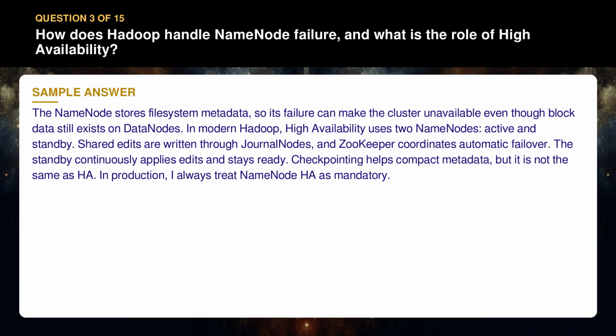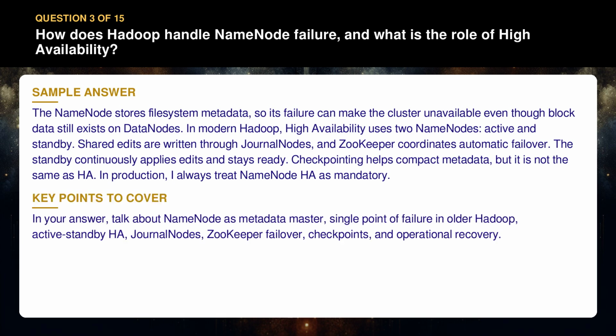The standby continuously applies edits and stays ready. Checkpointing helps compact metadata, but it is not the same as HA. In production, I always treat NameNode HA as mandatory. In your answer, talk about NameNode as metadata master, single point of failure in older Hadoop, active standby HA, journal nodes, Zookeeper failover, checkpoints, and operational recovery.